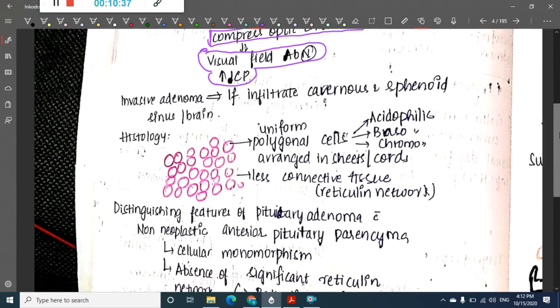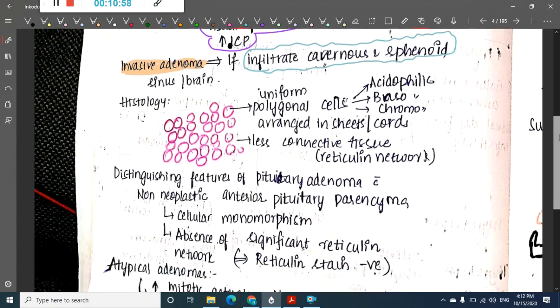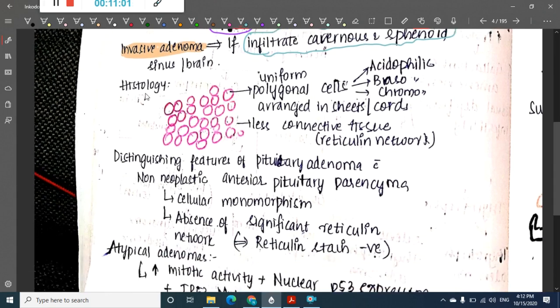Then there is a terminology called invasive pituitary adenoma. If we call something an invasive pituitary adenoma, it will infiltrate the cavernous and sphenoid sinuses, or it can infiltrate the brain also. Then we call it invasive pituitary adenoma. I will show you pictures of all these for a few minutes. Histologically, you see uniform polygonal cells which are either acidophils, basophils or chromophobes, arranged in either sheets or cord-like structures with less connective tissue or reticulin framework.